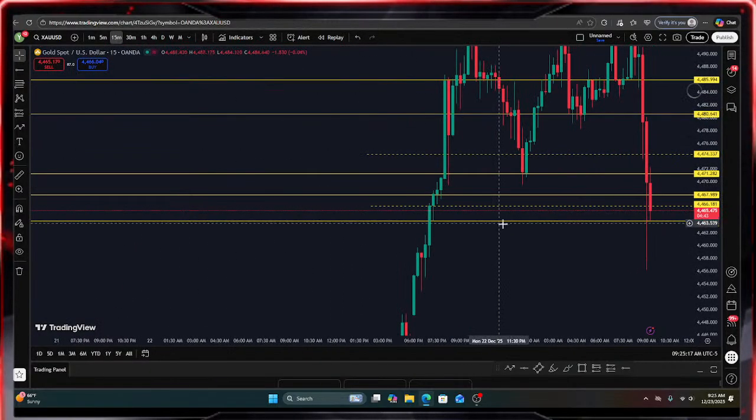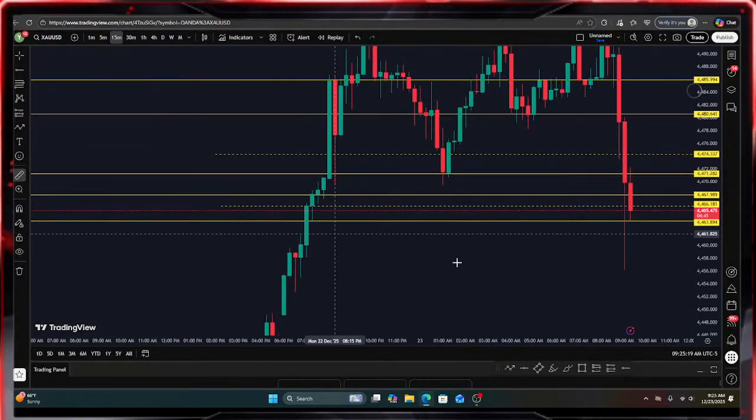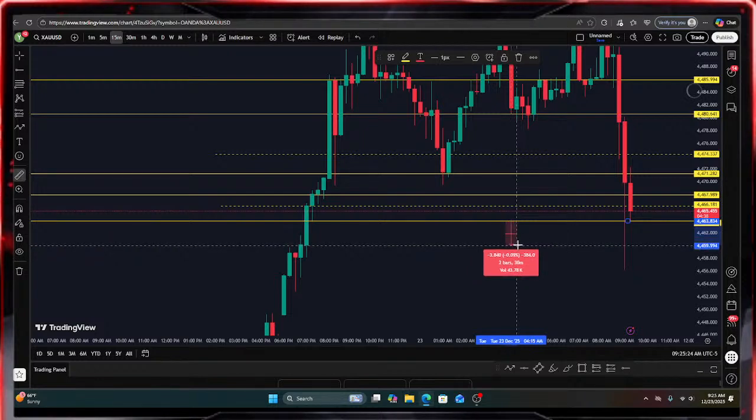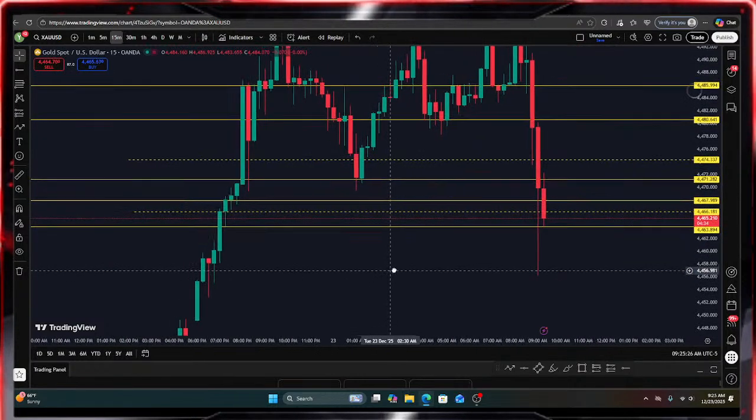5 minute rebreak of the lows. What's that? The range going down. After that it'll be like 30, 36.